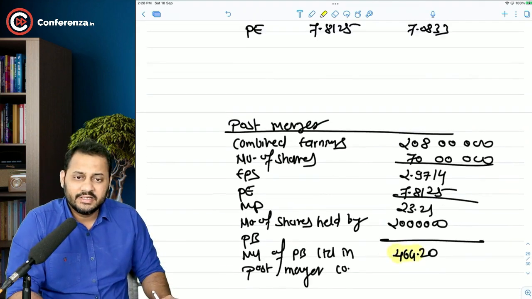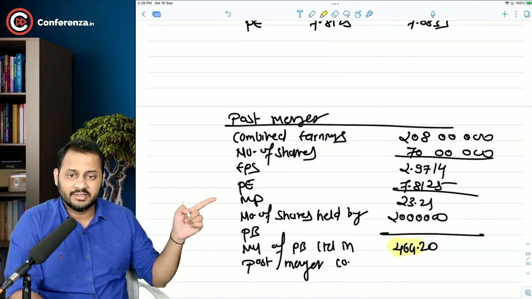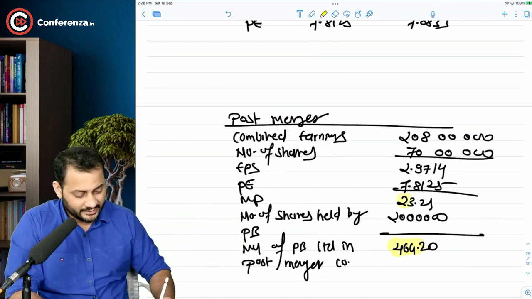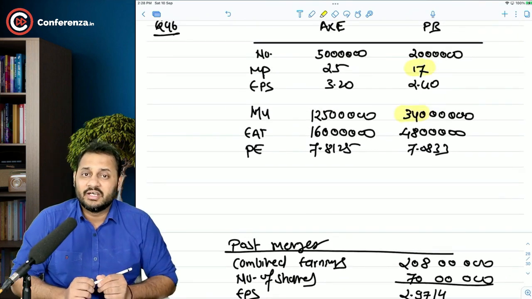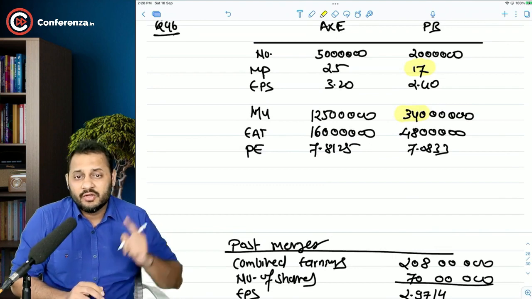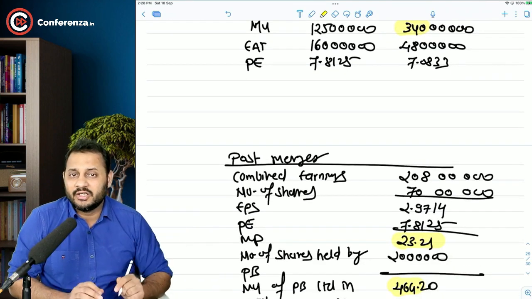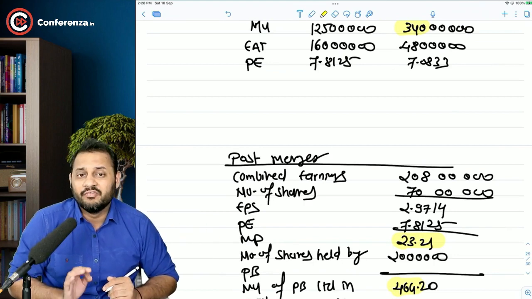You can easily come to the answer at this point itself when you calculate the market price of 23.21. Their market price earlier was 17 and now they are getting 23.21 because of the 1:1 exchange ratio. We can compare that 17 with 23. So obviously they should accept the offer. They are getting more value on every share.